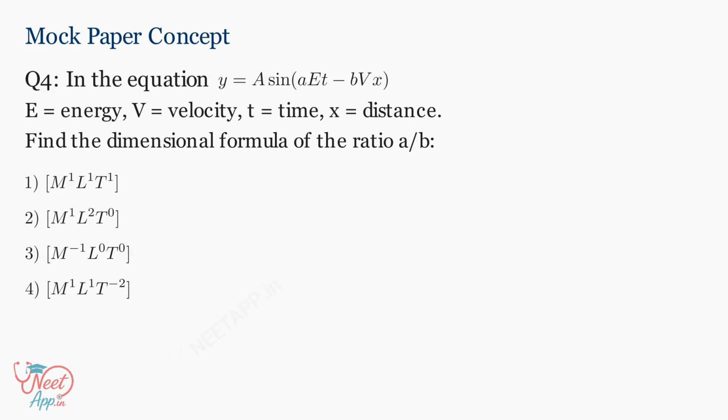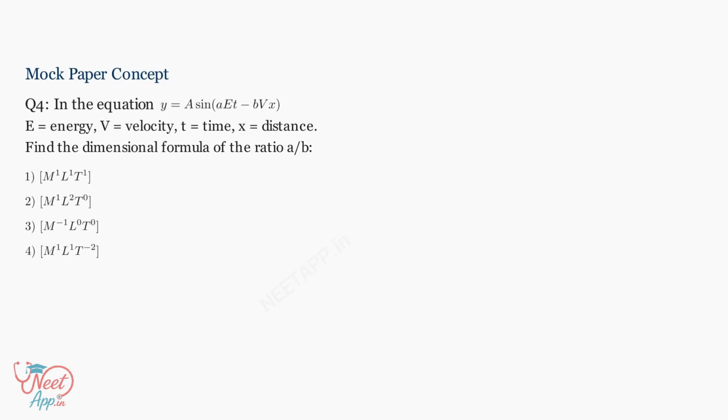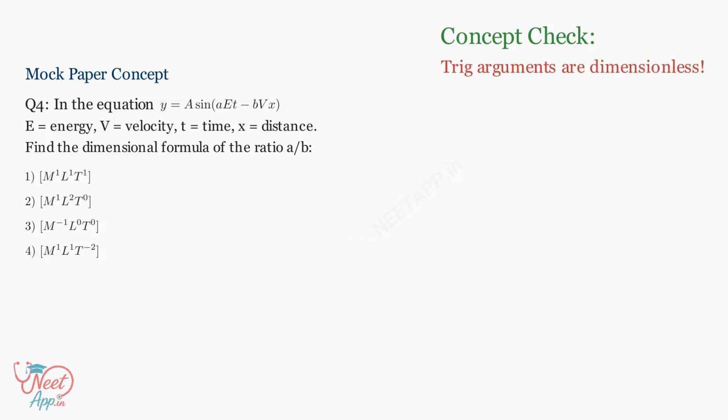Here is the golden rule. The argument of any trigonometric function like sine or cosine must be completely dimensionless. This means the term AET has no dimensions. So the dimension of A equals 1 over the dimensions of energy times time. Energy is M L² T⁻², time is T. Calculating this gives us M⁻¹ L⁻² T¹ for A.